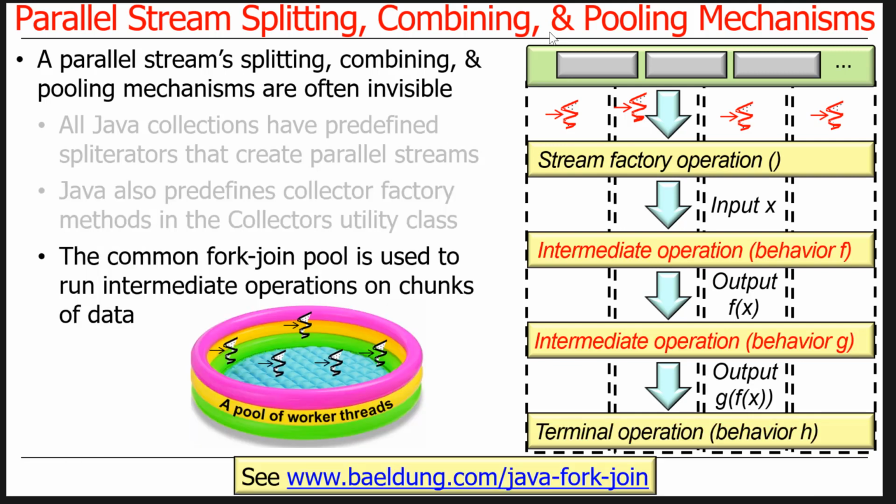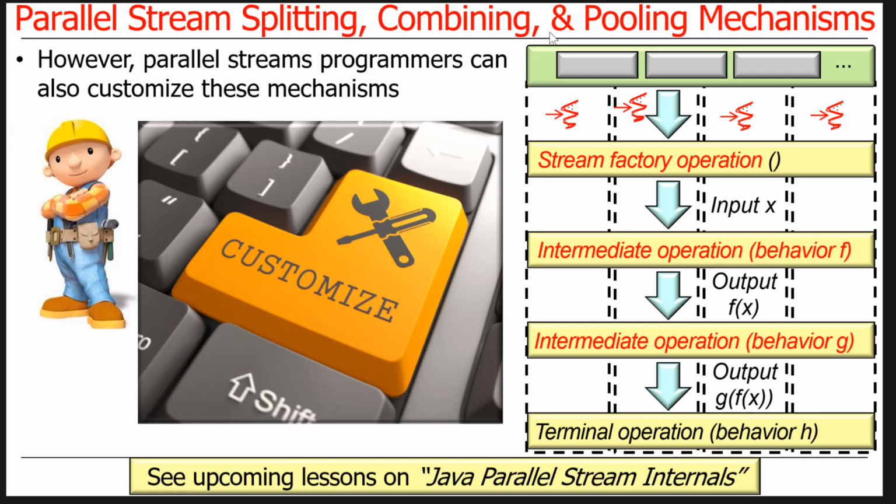And then the other thing that is typically invisible is the common fork-join pool, which is used to run the intermediate operations on the chunks of data that are split by the Spliterator and combined by the collector. So the common fork-join pool is used out of the box. So all those things kind of work without you having to know much of anything about how it behaves. Obviously, we're going to talk about how it behaves, but you don't have to know much about how it behaves in order to get it to work properly.